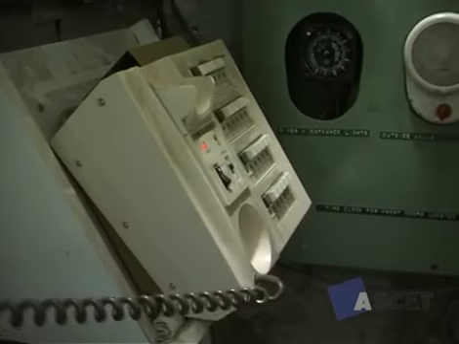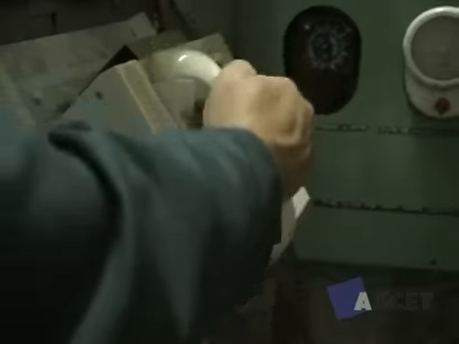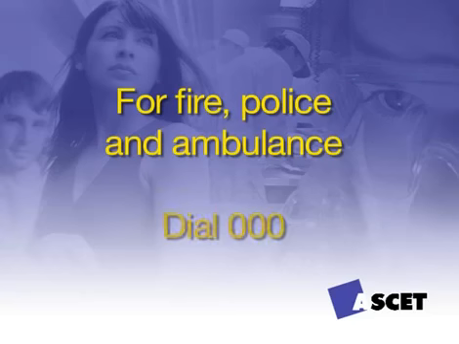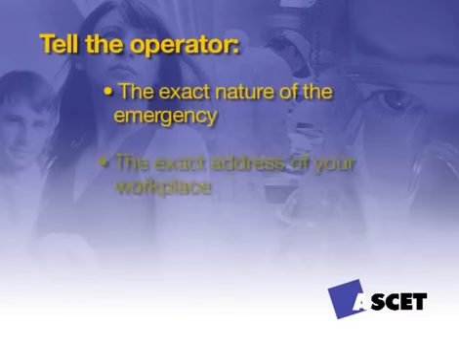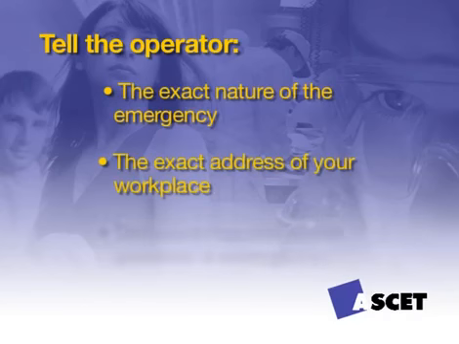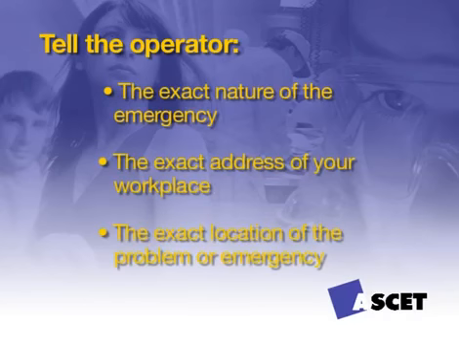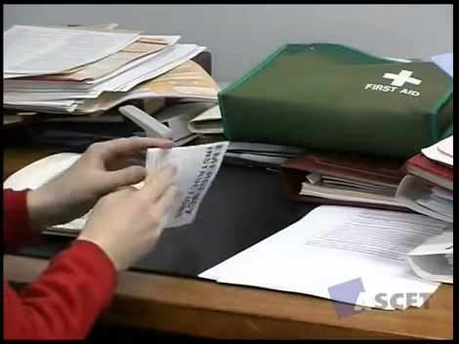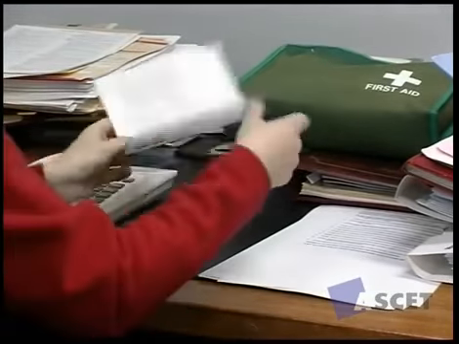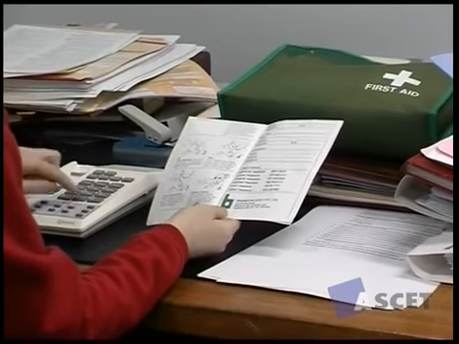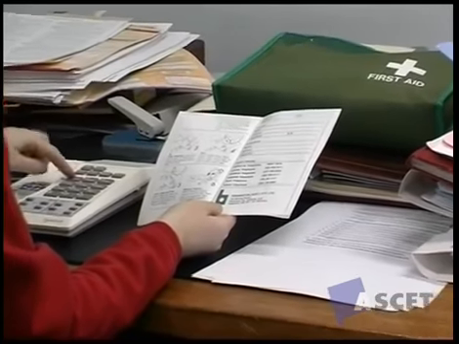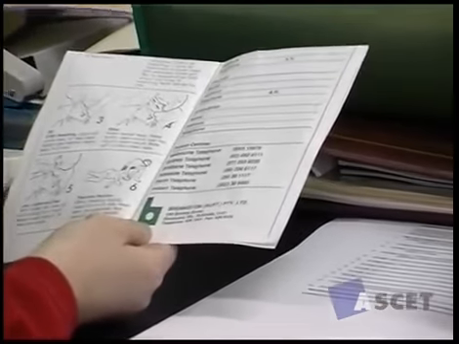All staff must be aware of the number to call to contact the emergency services, even if they are not a warden. For fire, police and ambulance, dial 000 and ask for the required service. Tell the operator the exact nature of the emergency, the exact address of your workplace, and the exact location of the problem or emergency. Keep a list of useful numbers, such as the Poisons Information Centre. Also keep the numbers and extensions of the wardens in your workplace. Keep this list where everyone can see it easily.